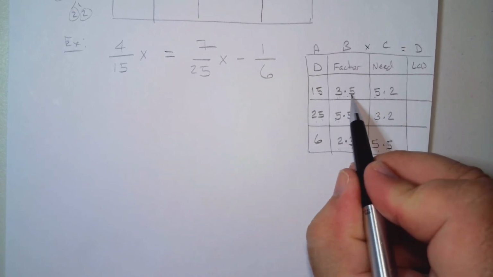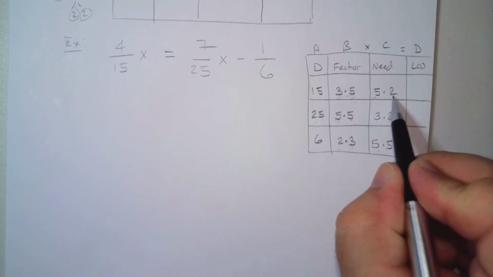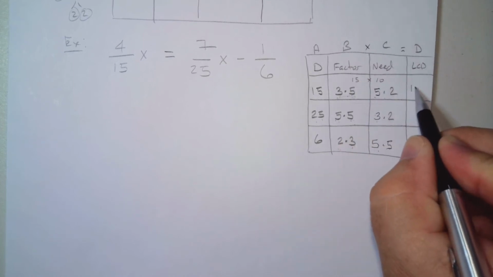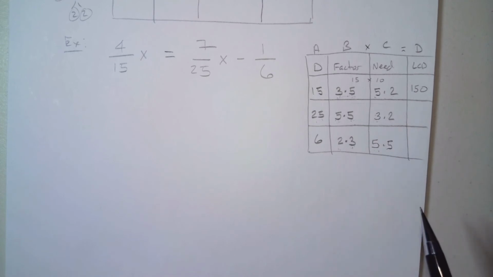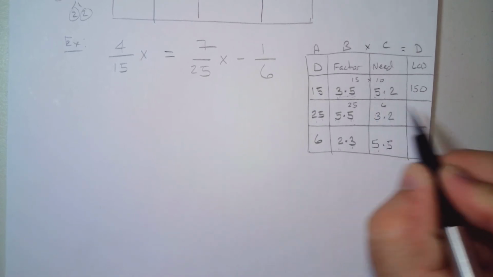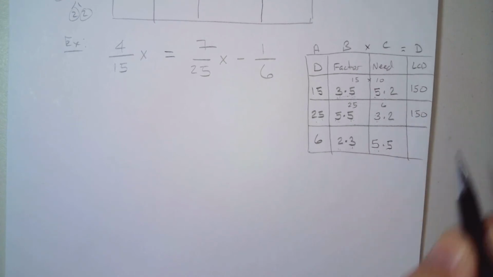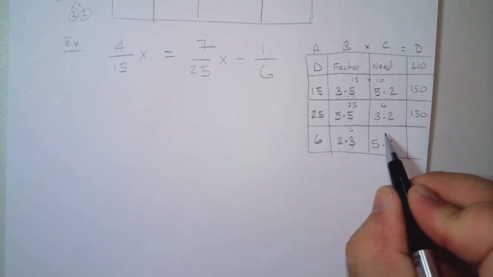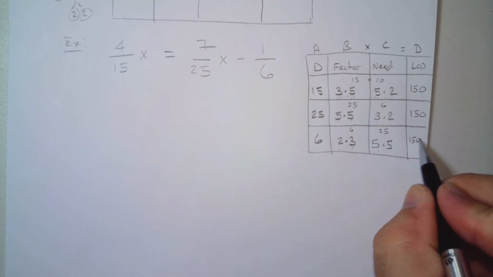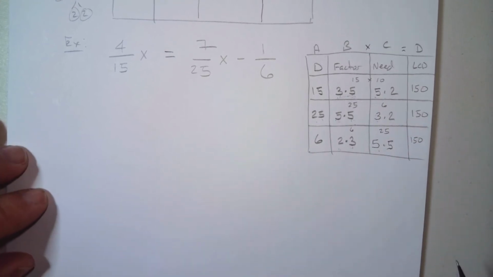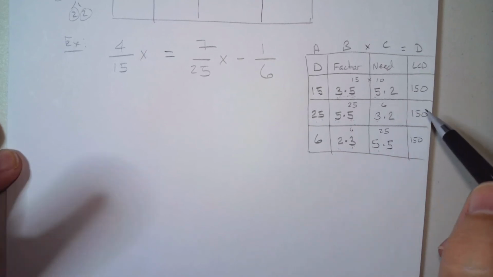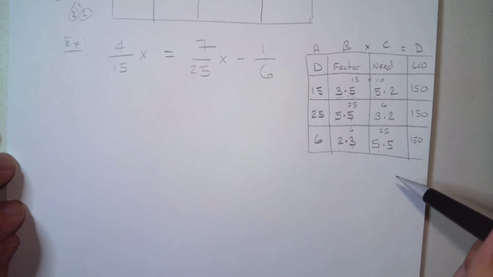3 times 5 is 15. 5 times 2 is 10. 15 times 10 is 150. 25 times 6 is 150. 6 times 25, we just did that, that's 150. So that's how we find our LCD. That's the first cool thing about this table.